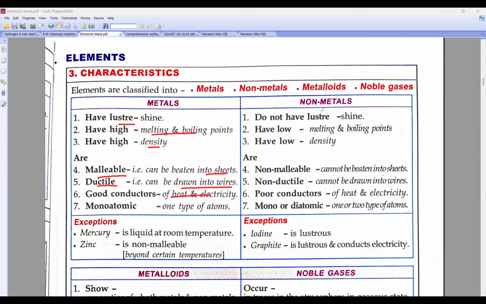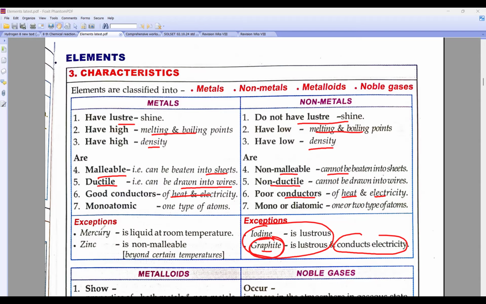Okay. Now, non-metals do not have luster, but an exception is there. Graphite and iodine have luster. They can ask, name a non-metal which has a luster: iodine and graphite. They have low melting point, low density, they are non-malleable, non-ductile, and poor conductors of heat and electricity. But there is one exceptional case. Name a non-metal which is a good conductor of electricity: graphite. You have to remember this.